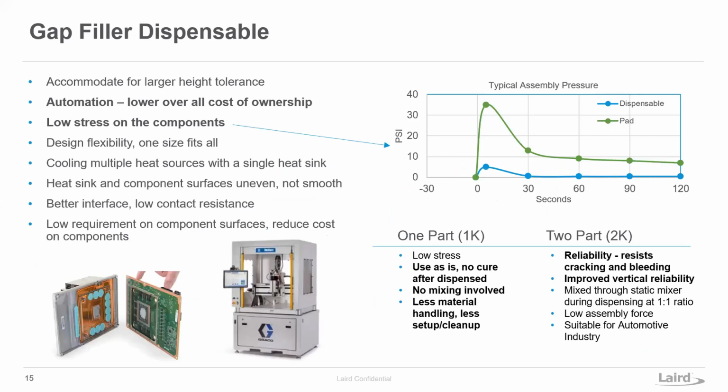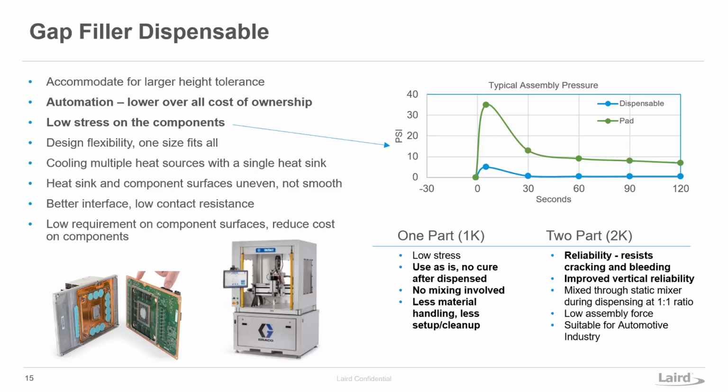All right, the other section, which is really growing even at a faster rate than the overall TIM market in general, is the gap filler dispensables. This has two big advantages. It's the automation. People can automatically put down different amounts on different components on a board with a dispensing system, like shown in the picture below. And the other compelling advantage over a pad is the low stress on components. And that's indicated in the graph.